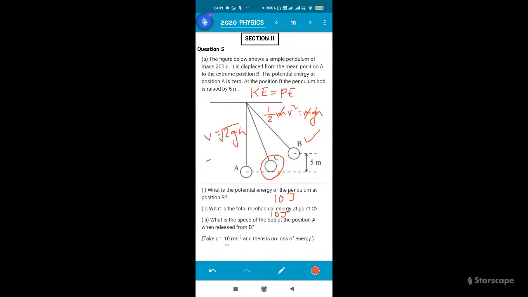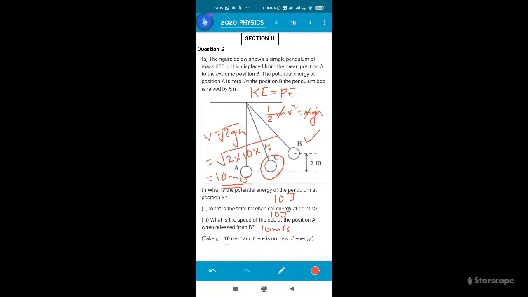So let us find the value. So square root of 2 into g, which is 10. Our height is 5. So 10 into 10, that means 10 meter per second is the answer. So this is the answer of the third question, 10 meter per second. So make sure that you are writing the units properly, because otherwise half marks will be deducted for each question. So this is the question which we have completed.